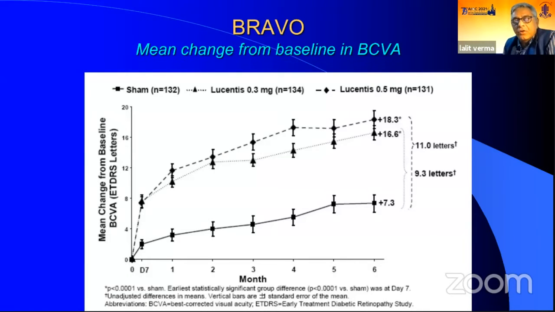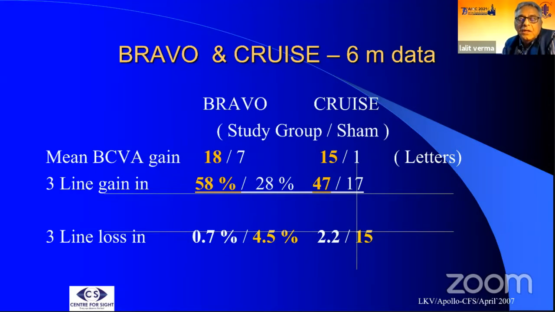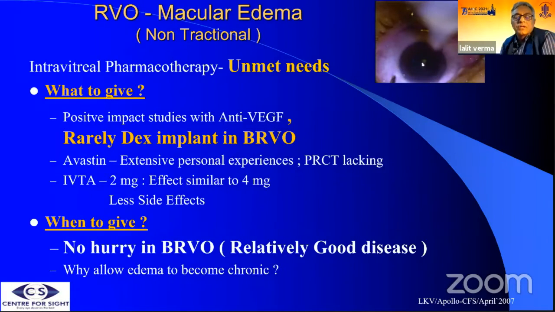And this is the graph borrowed from the Bravo study a long time back. You see the treatment effect is to the tune of around 10 to 11 letters. So this in summary is the 6 months data. If you see, mean BCVA gain in BRVO is much higher with Lucentis. 3-line gainers are 60% and 3-line losers are 0.7% only. This was compared to sham. So this created a furor.